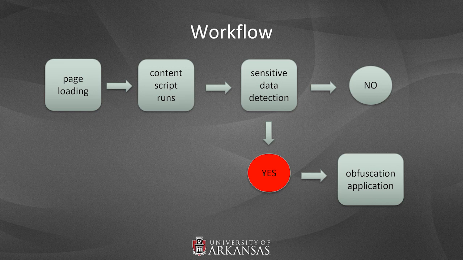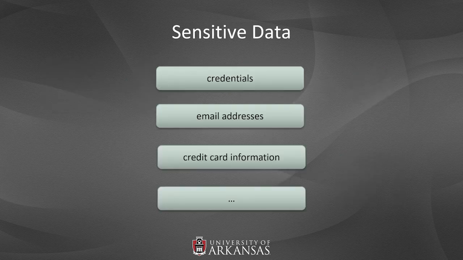And on this slide, you can see the workflow of the extension. Upon page loading, a content script is triggered to run, and our algorithm tries to detect if there exists any sensitive data. If there is, obfuscation technique is applied to the web page. First, we define the major types of sensitive data that our extension should protect. Credentials are obviously a must to include in the list, and there should also be other data such as standalone email address input fields, and also credit card information, and so on.